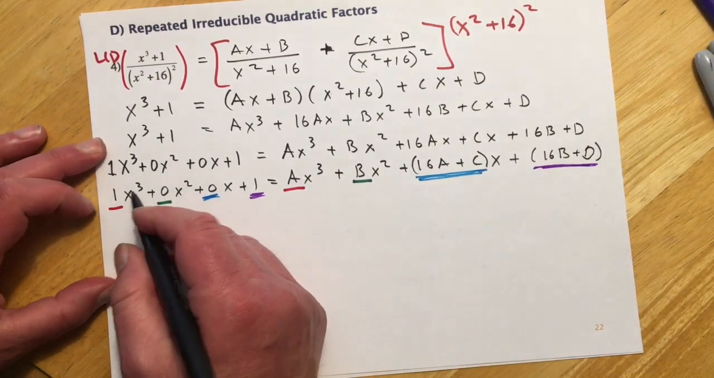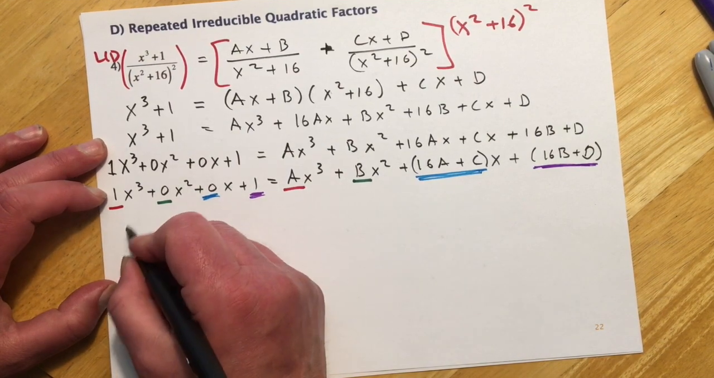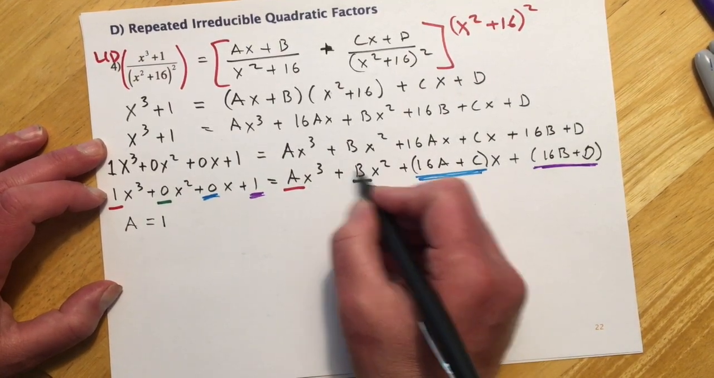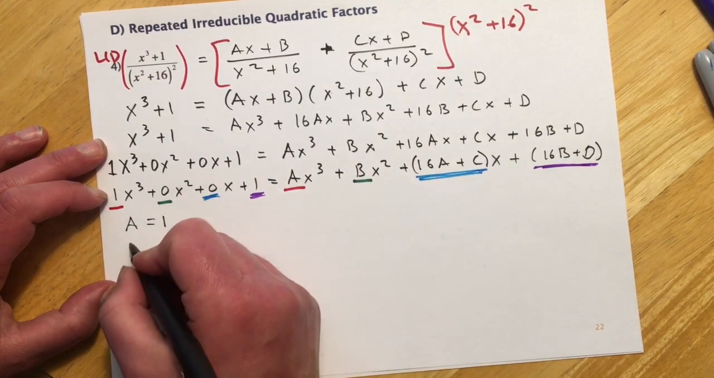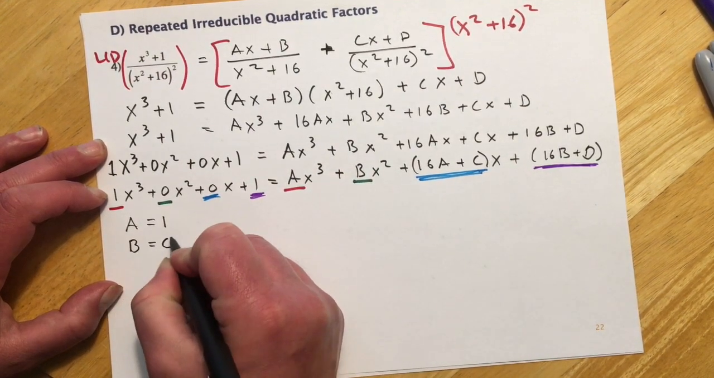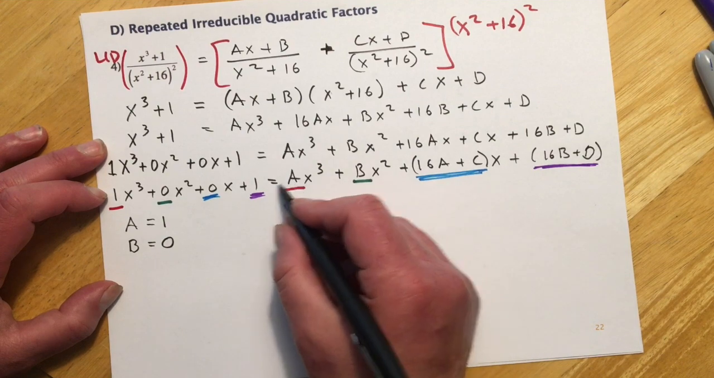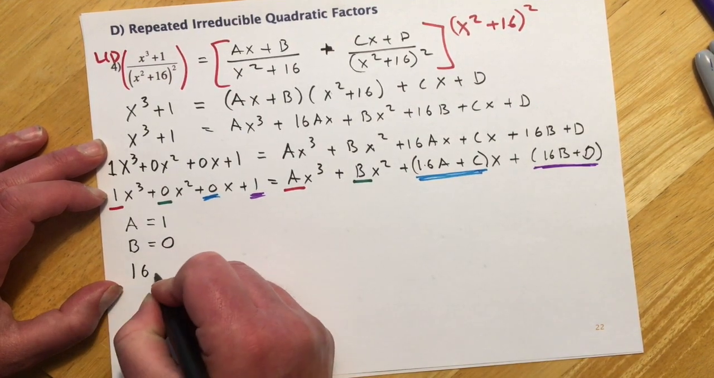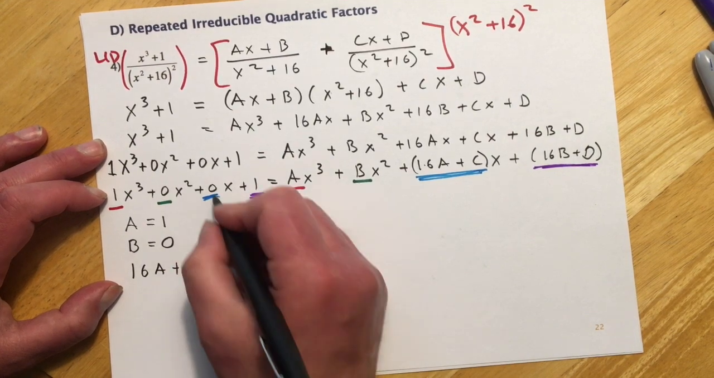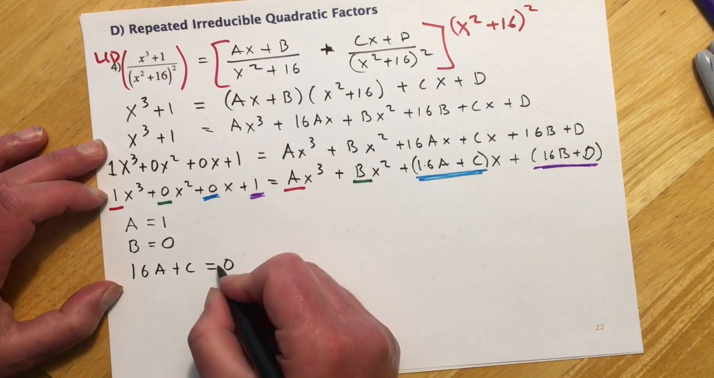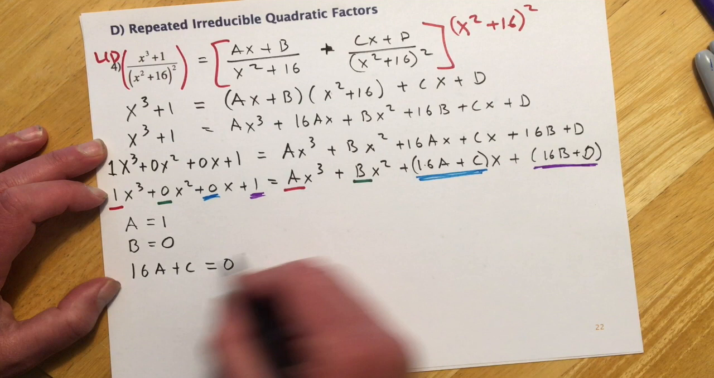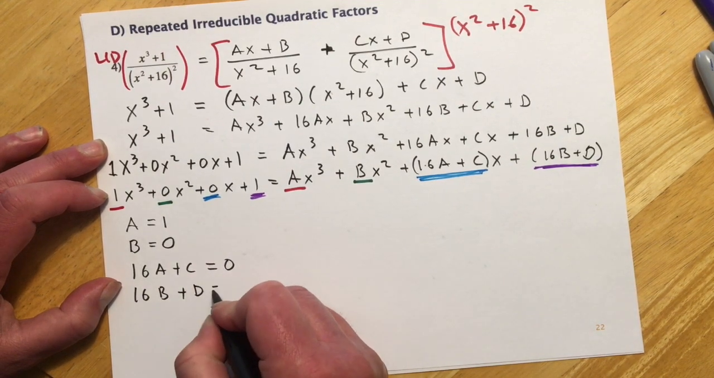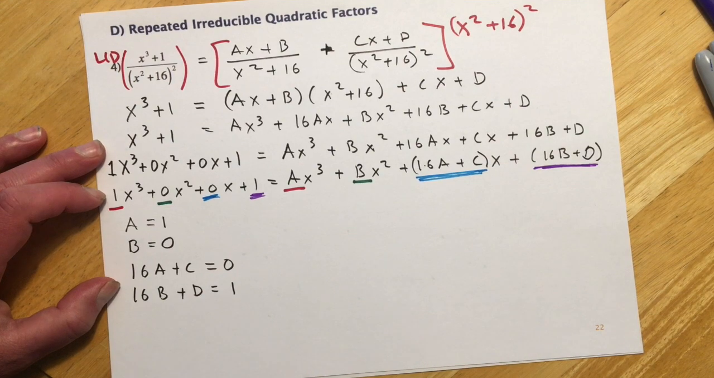Okay, so we have a is 1, cool, good to know. We got bx squared equals 0x squared, so b is 0, also good to know. And then here we're going to have 16a plus c equals 0. That doesn't mean they're 0, that just means they equal 0. And on this last one, 16b plus d equals 1.